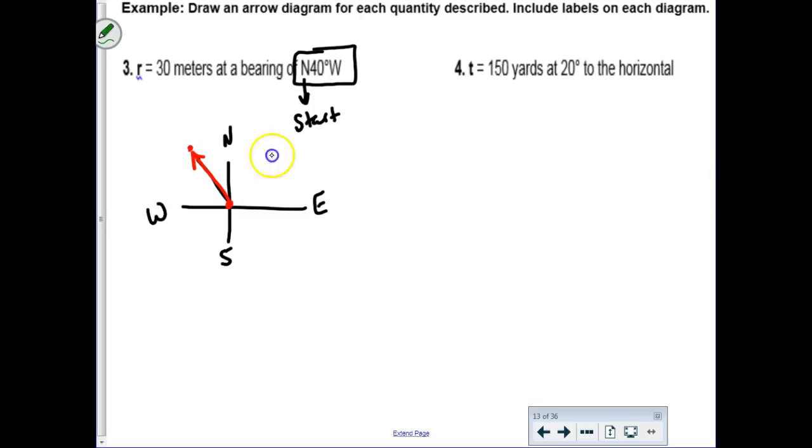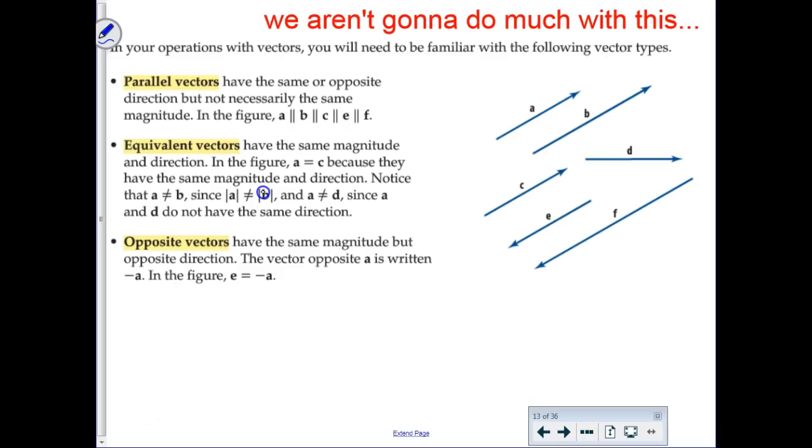I need to label the angle. We moved 40 degrees westward. And then I also need to label the magnitude, which this time is just 30 meters. Hey, just for funsies, can you tell me what the angle measurement is of that bearing from the horizontal? 130, yep. Here to here is 130. That's going to come into play next, okay? So we got to remember all that trig fun. Alrighty. Let's move on.